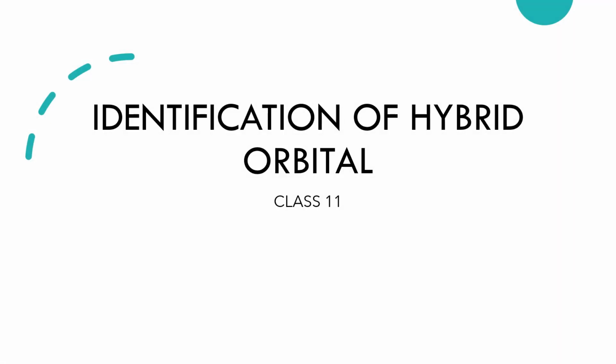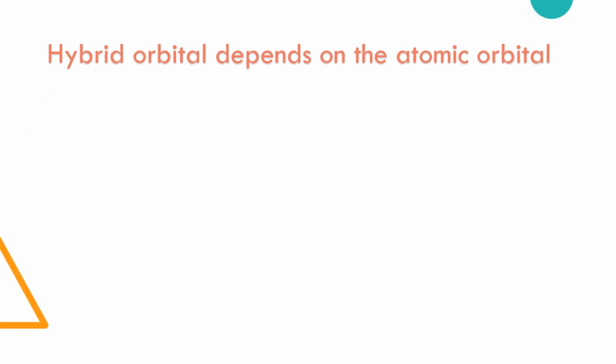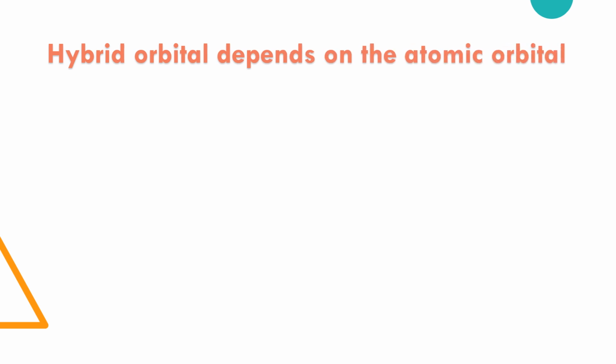In this lecture I'll be teaching you how to identify how many hybrid orbitals are there in a molecule. Basically, hybrid orbitals depend upon the atomic orbitals. Now, what are atomic orbitals?